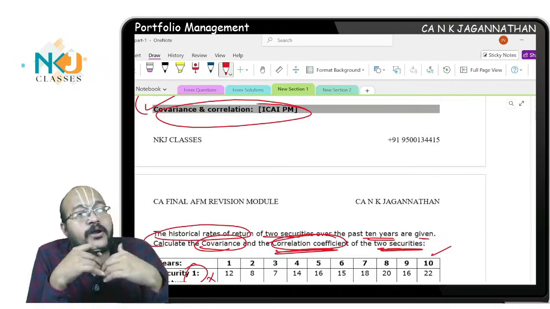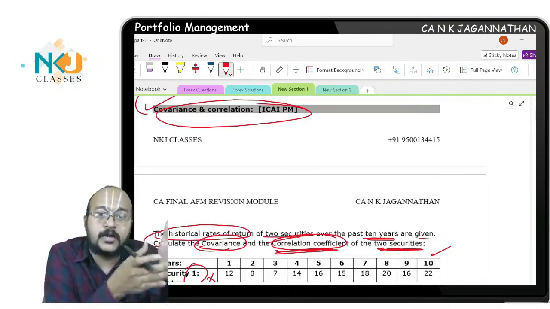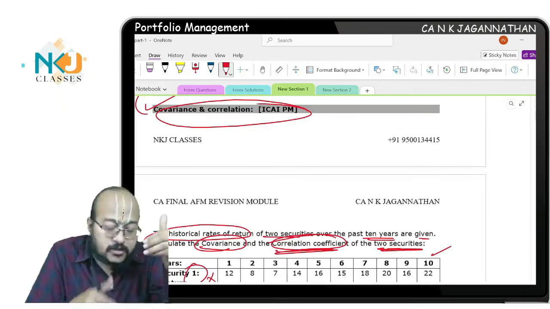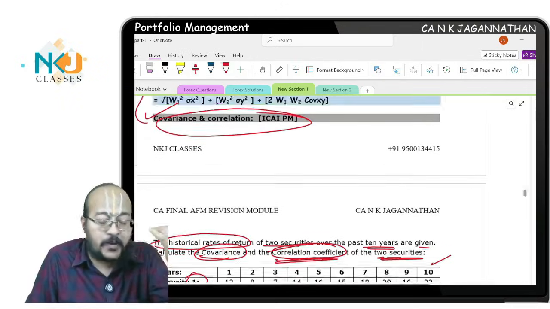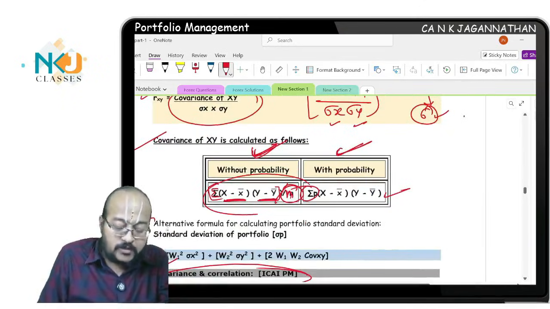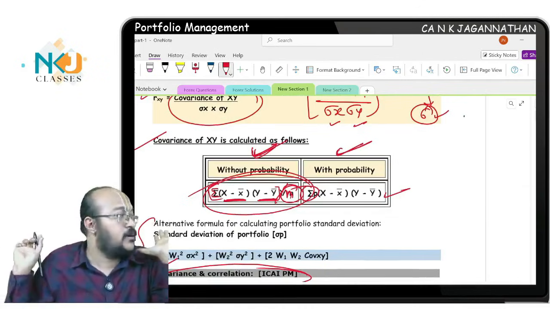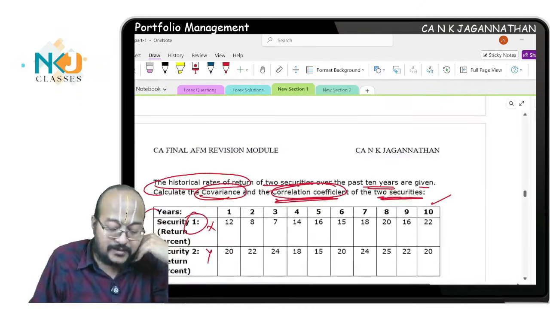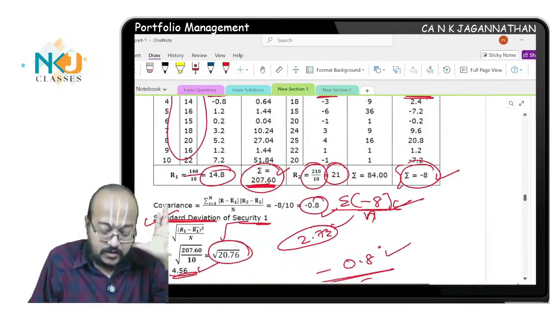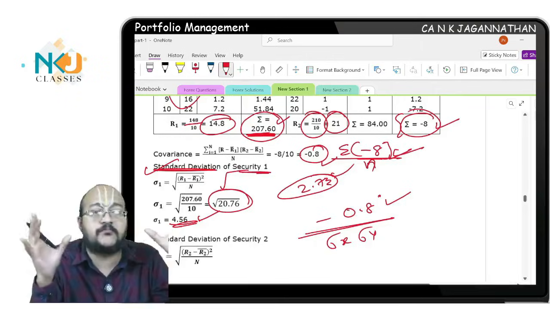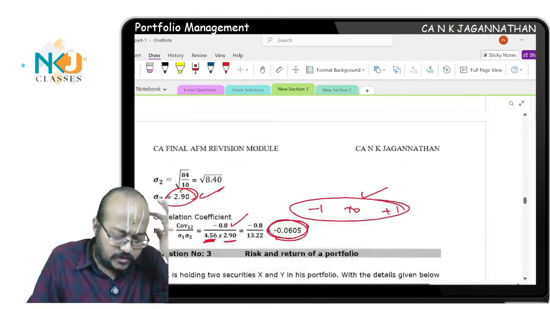Now, how to find out covariance? I told you, without probability and with probability. Without probability, we just solved one question also. This is the formula: summation of x minus x bar into y minus y bar, divided by n. With this, we have completed the basics. We computed all these basic issues. A few more discussions are pending.